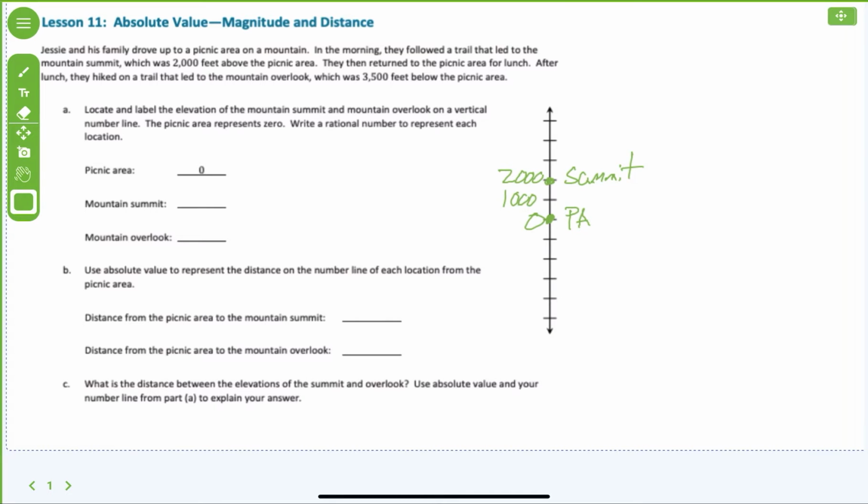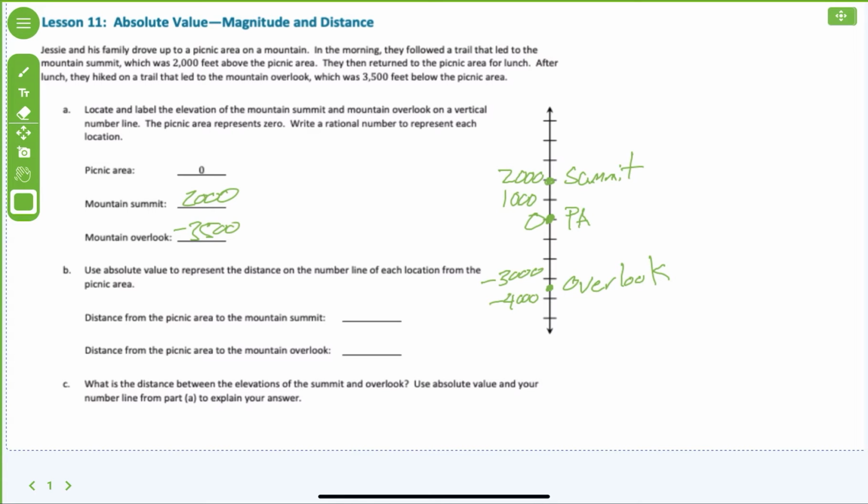Now, if they are going to hike 3,500 feet below the picnic area, that would be down here, and that would be a negative 3,000, and this would be a negative 4,000. So right here would be the overlook. Okay. So for the mountain summit, that's going to be 2,000. And for the mountain overlook, that's going to be negative 3,500. Everybody see that?